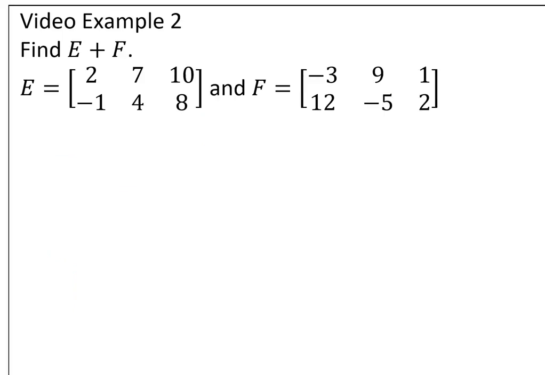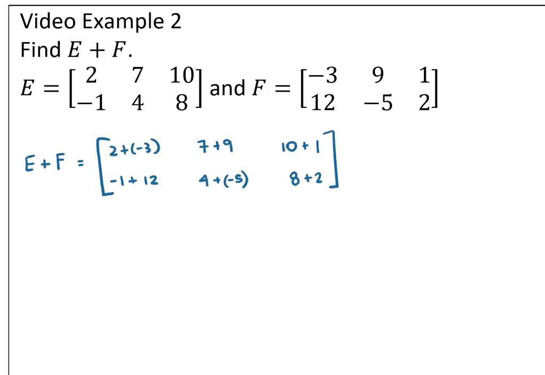In order to add matrices or subtract them, they have to be the same order. That is, they have to have the same amount of elements in each row and each column. That way you can add the corresponding elements. So if we want to ask ourselves E plus F, you're just going to take each element of E and add it to each element of F in its corresponding spot.